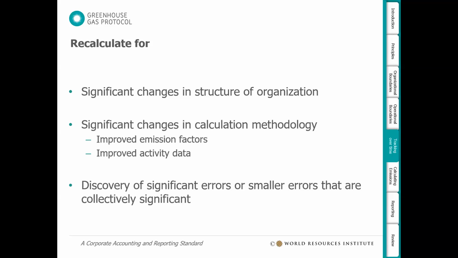Conceptually, changes in organizational structures can be more difficult to understand than changes in calculation methods or the discovery of errors. And so what I want to do is to spend a few slides explaining how organizational changes affect base year inventories. But before I do that, I want to first explain what the term significance means. Significance is a term that's common to all three of these requirements, but what does it mean exactly? What are the practical implications of this term?